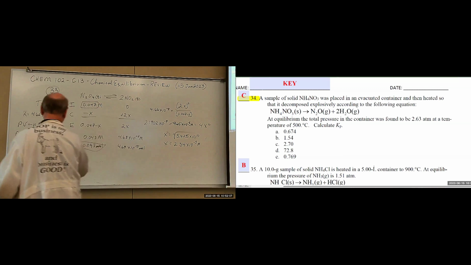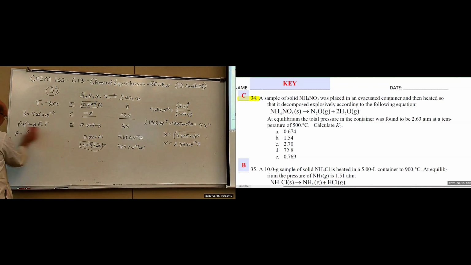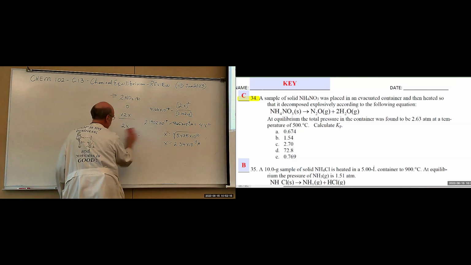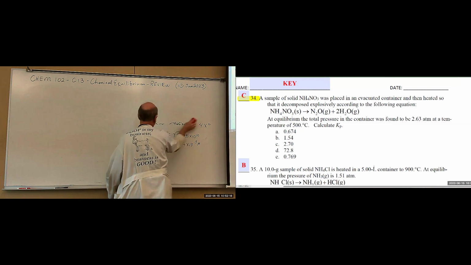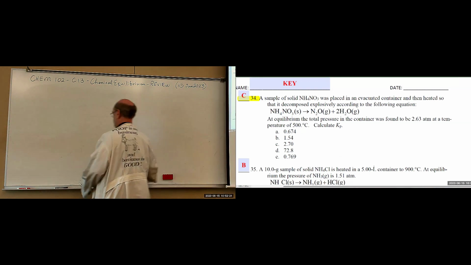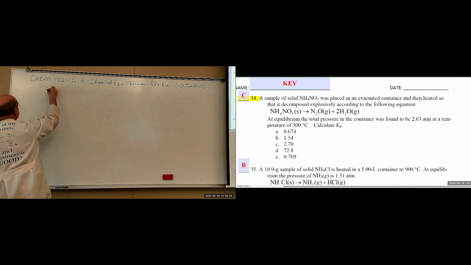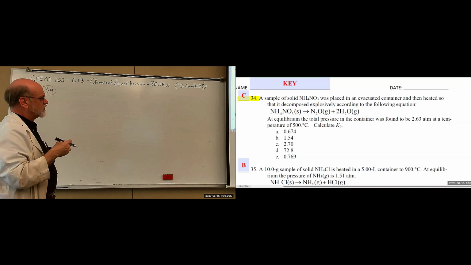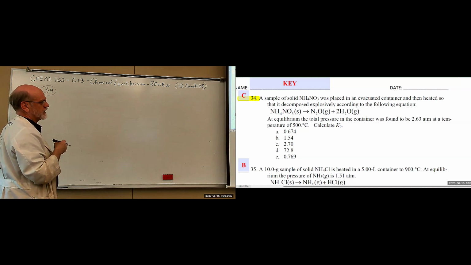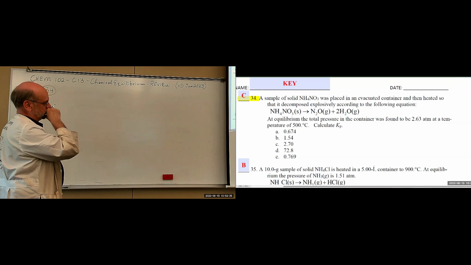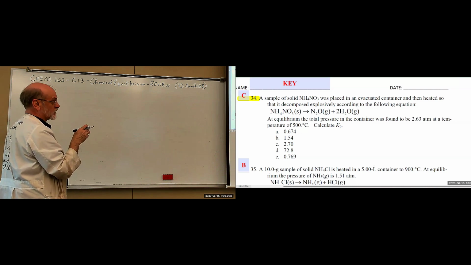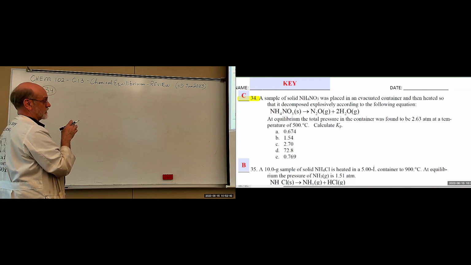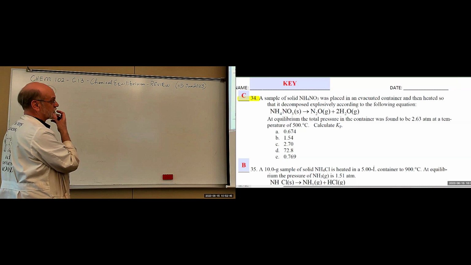34. A sample of solid ammonium nitrate is placed in an evacuated container and then heated so it decomposes explosively according to the following equation. At equilibrium, the total pressure in the container was found to be 2.63 atmospheres at a temperature of 500 degrees. Calculate the KP.